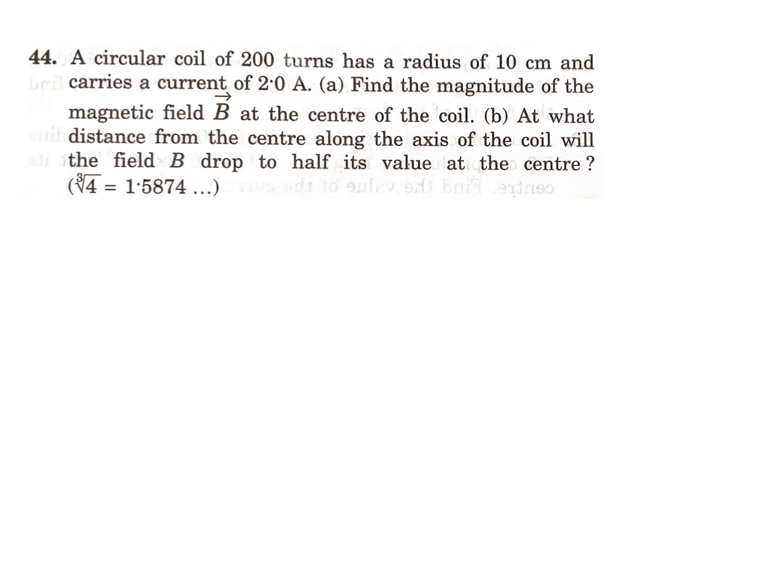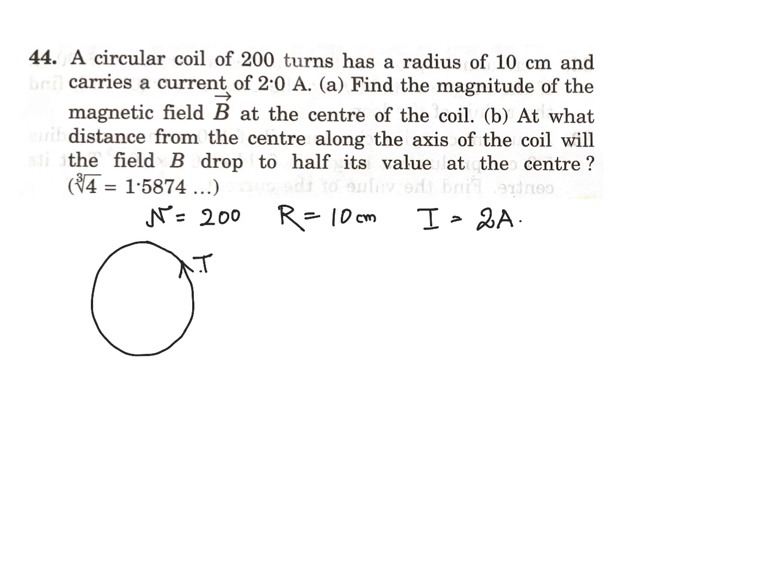Okay, a circular coil of 200 turns, radius 10 centimeter, carries a current I equal to 2 ampere. So N is equal to 200 and the radius is equal to 10 centimeter, and the current is I equal to 2 ampere. The magnitude of magnetic field at the center of the coil: B is equal to mu naught I by 2R.